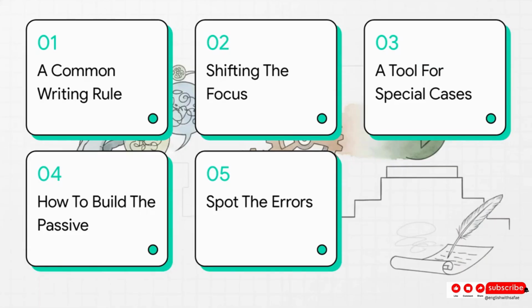So in this explainer, we're going to put that old rule under the microscope. First, we'll look at why it has such a bad reputation. Then we'll get into what it actually is and how it's all about shifting focus. After that, we'll cover the special cases where it's your best friend, learn the super simple formula to build it, and finally, we'll put your new skills to the test.